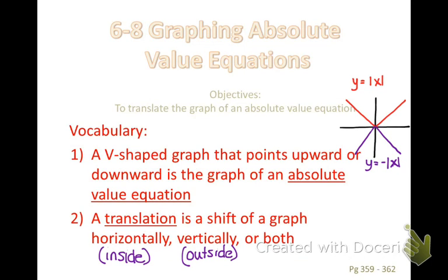Today's lesson is graphing absolute value equations. Our objective today is to translate the graph of an absolute value equation. On the right side, I have y equals the absolute value of x, and I drew what it looks like if it was a positive absolute value, which means the positive is on the outside of the absolute value, and it would be going up, always in the shape of a V.